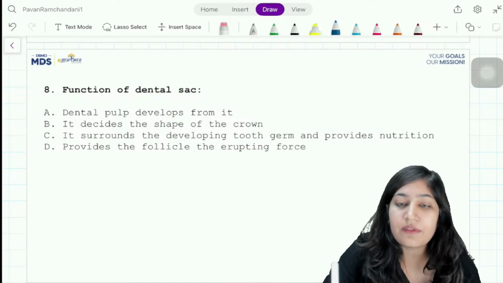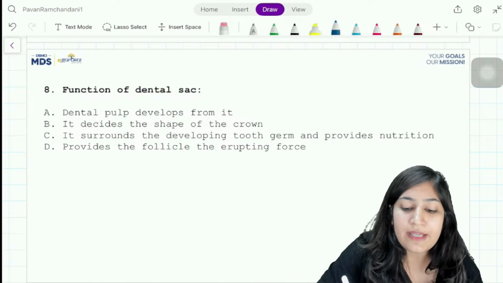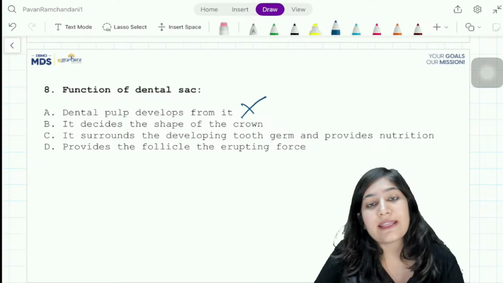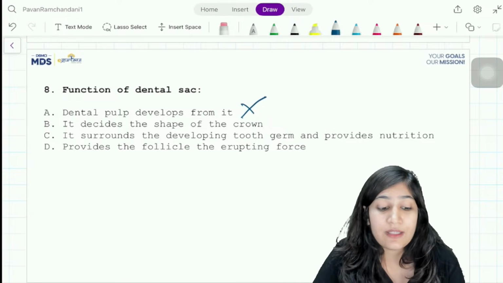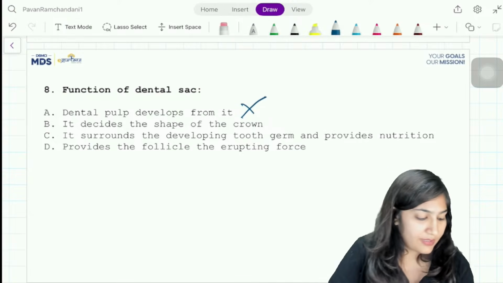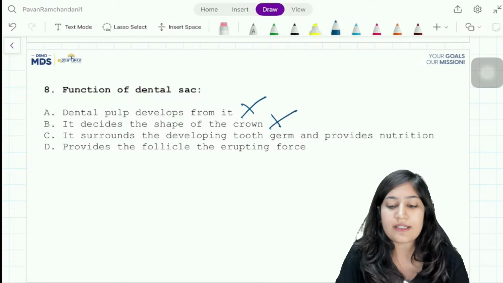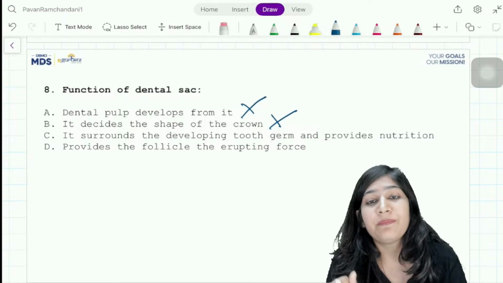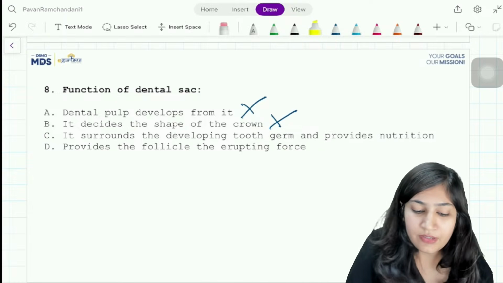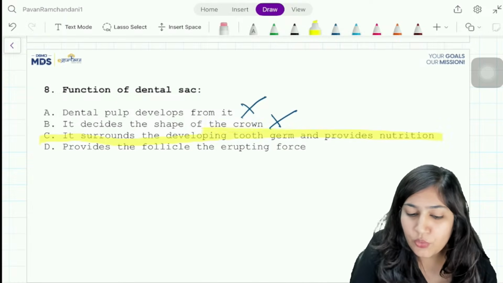Definitely, as we have discussed in our previous question, dental pulp doesn't develop from dental sac. It develops from dental papilla. So A is not the correct answer. It doesn't determine the shape of the crown. This is also not the correct answer. Yes, it can provide nutrition to the developing tooth germ.